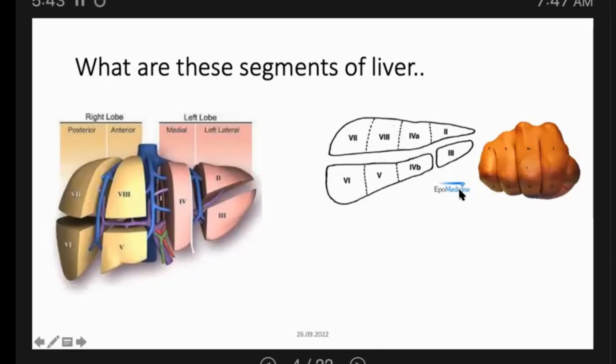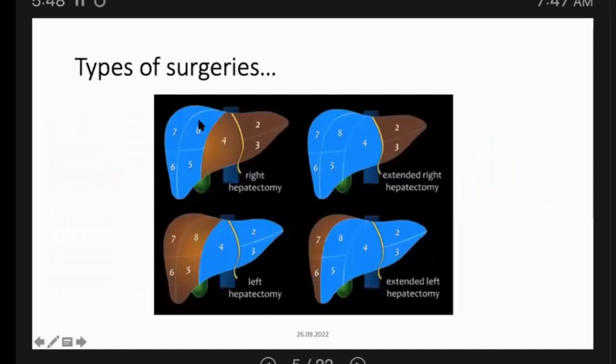So let's see how we can name these resections according to this anatomy. Right? So there are types of surgeries.